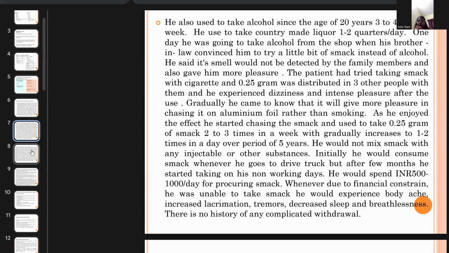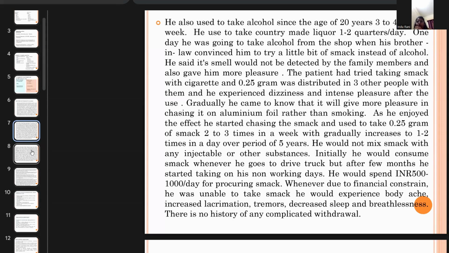Gradually, he came to know that it will give more pleasure in chasing it on aluminum foil rather than smoking. As he enjoyed the effect, he started chasing the smack and used to take 0.25 gram of smack 2 to 3 times in a week, with gradual increase to 1 to 2 times in a day over the period of 5 years. He would not mix smack with any injectable or other substances. Initially, he would consume smack whenever he went to drive truck, but after a few months, he started taking it on his non-working days as well. He would spend around 500 to 1000 rupees per day for procuring smack.